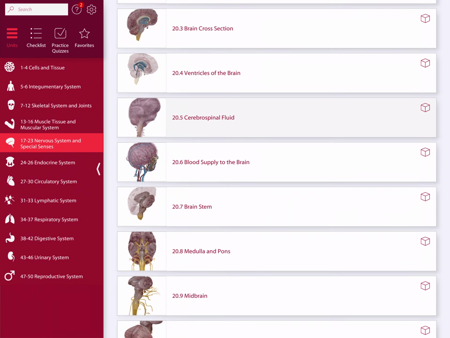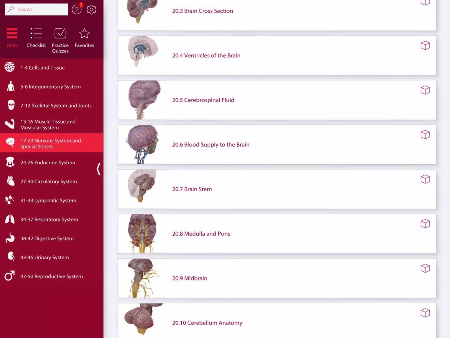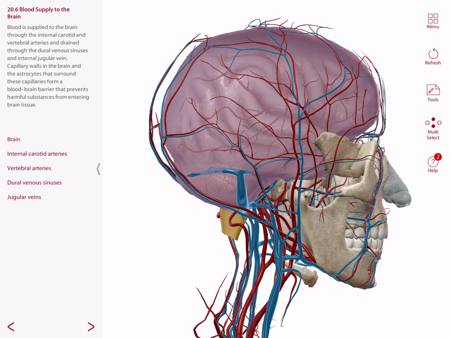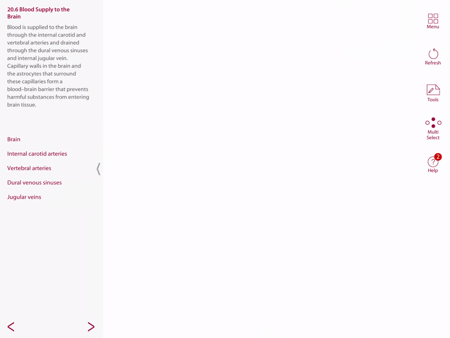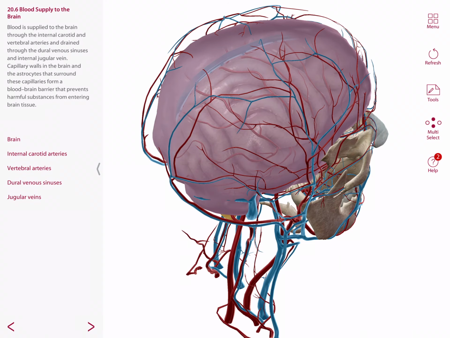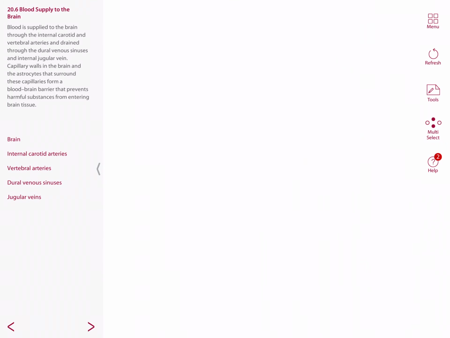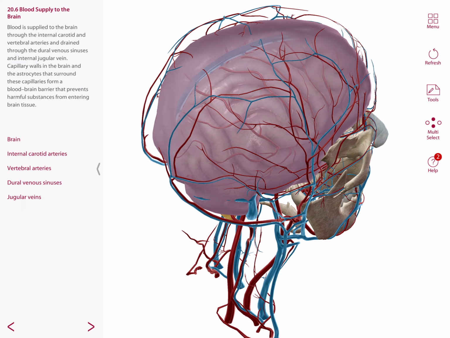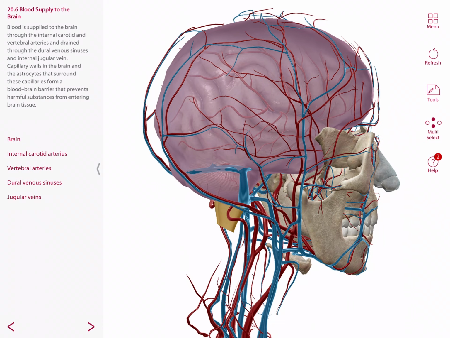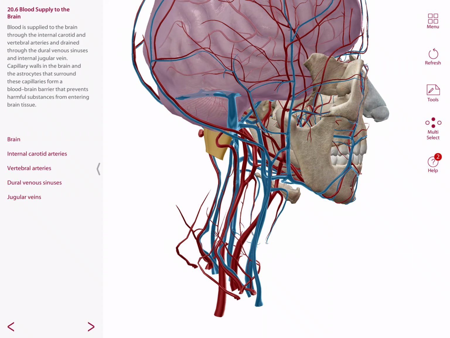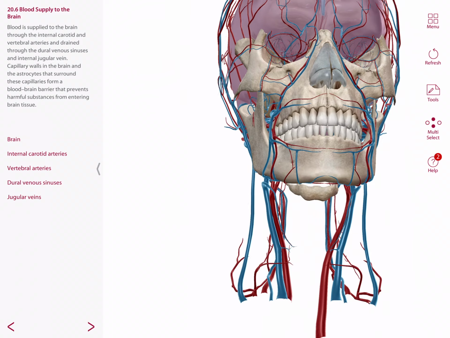So I won't go through every single slide, but we'll want to know the blood supply to the brain. There are two main vessels that we look at when we're talking blood supply to the brain. One of them is going to be, I don't know why this keeps glitching on me. One of them is, if I can get this to move. Okay, so one of them is going to be the carotid arteries.